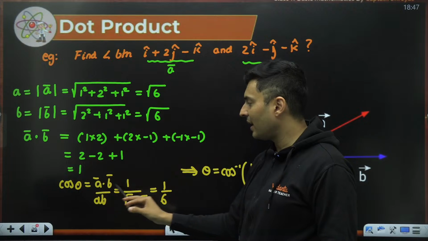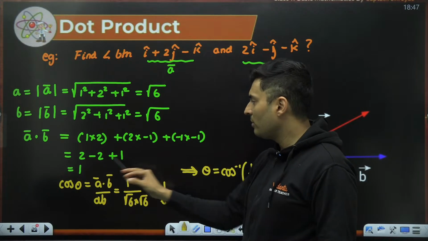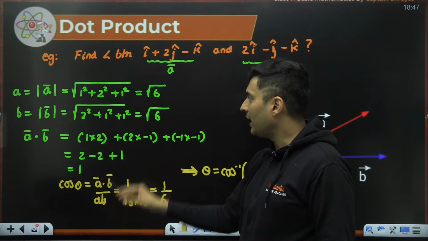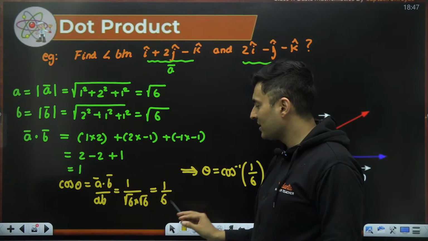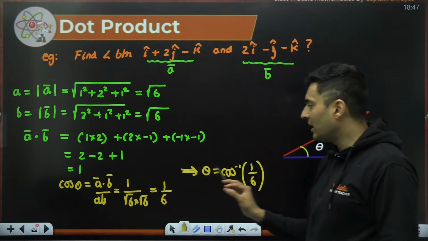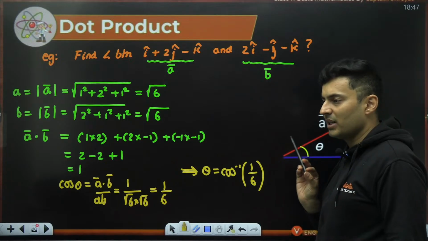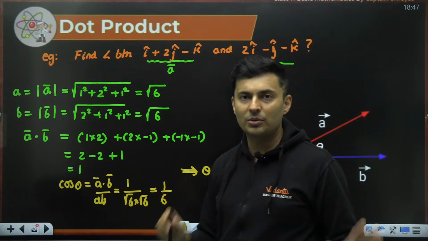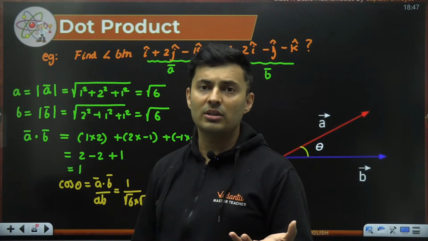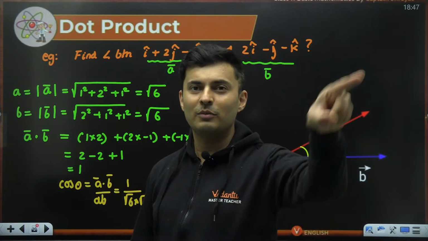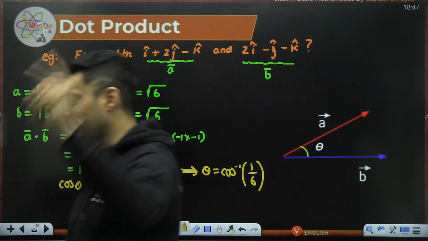So cos theta is A dot B by AB. A dot B, we figured it out from here. A is nothing but root 6, B is also root 6. So root 6 into root 6 is 6. So theta will be cos inverse of 1 by 6. Options will also be like that only in the exam: cos inverse root 6, cos inverse 1 by root 6, cos inverse 6, cos inverse 1 by 6. So wherever it says cos inverse 1 by 6, you will mark it.